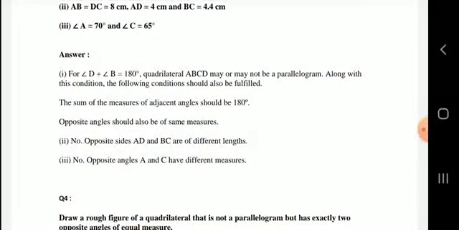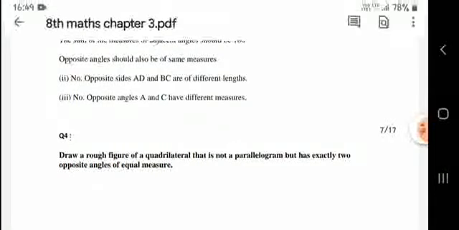Next, angle A is equal to 70 degrees and angle C is equal to 65 degrees. So opposite angles should be of the same measure, but here they are different, so it is not equal.